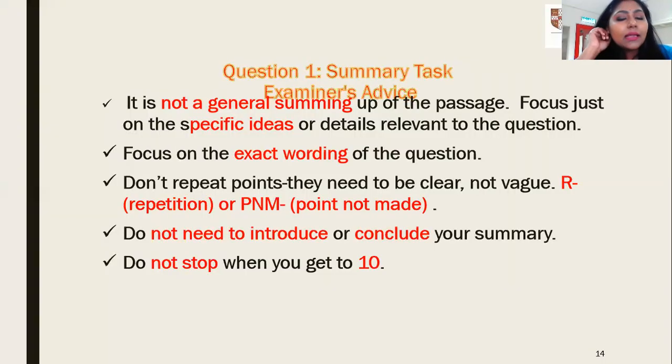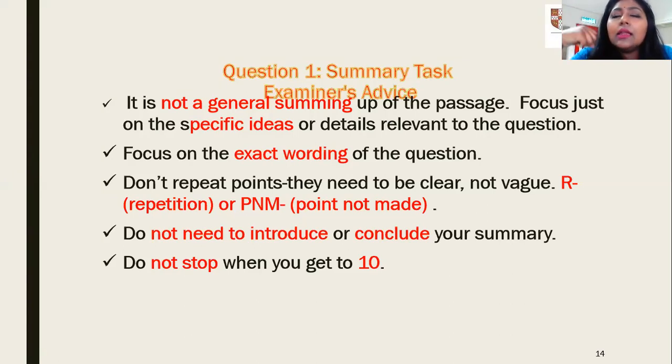And to answer question 2, sorry, it's not supposed to be question 2, it's supposed to be question 1, but it's the other component under question 1, which is the summary task. So before I start in detail, perhaps I'm just going to share with you some of the examiner's advice. Number 1, it's not a general summing up of a passage. Therefore, you need to focus on specific ideas, only relevant ideas based on the question. And you need to focus on the exact wording of the question.